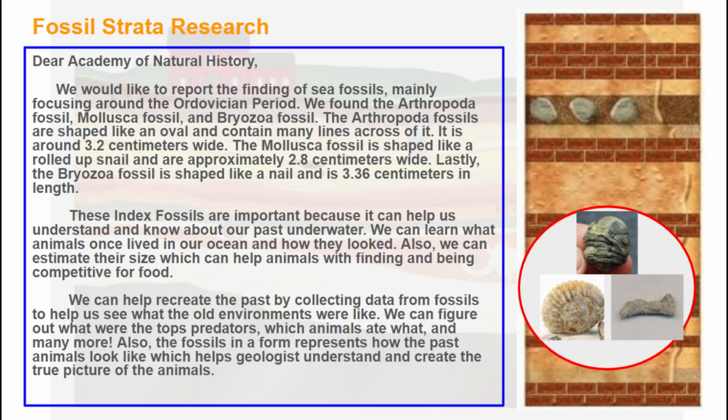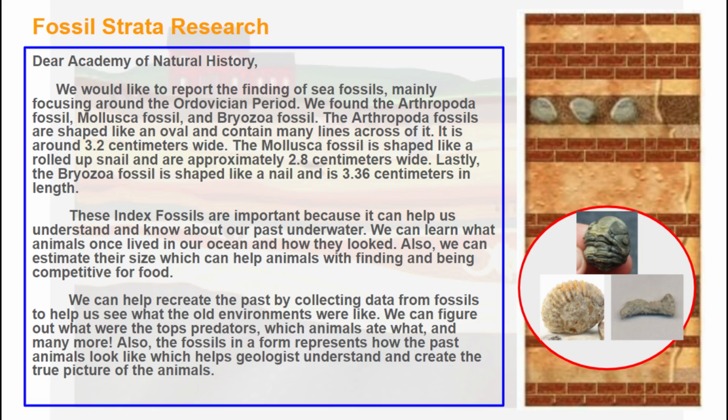The Arthropoda fossils are shaped like an oval and contain many lines across it. It is around 3.2 centimeters wide. The Mollusca fossil is shaped like a rolled up snail and is approximately 2.8 centimeters wide. Lastly, the Bryozoa fossil is shaped like a nail and is 3.36 centimeters in length.